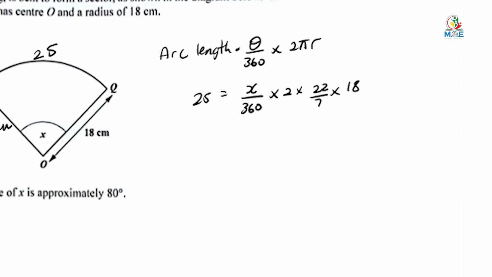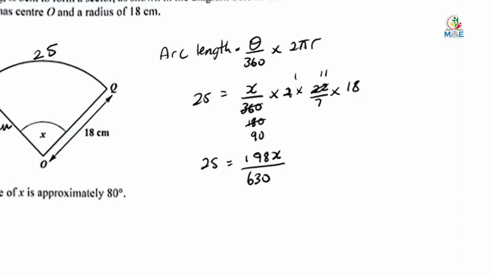So we can simplify this. 2 into 360 would be 180. 180 divided by 2 would be 90. 22 divided by 2 would be 11. So now we'll have 25 is equal to 11 times 18. So 11 times 18 would give us 198. 198 times x would be 198x over 90 times 7, which would be 630.